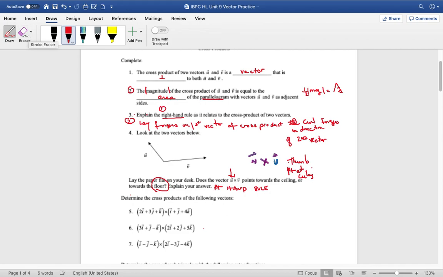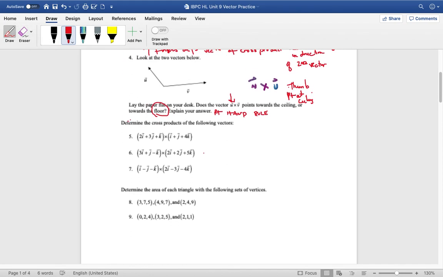All right, so the next part here, I don't feel like I need to do any of these with you. Determine the cross product of the following vectors. We practiced some of those nice ones on the warm-up, and we did those yesterday. Check my key if you want to see if you're doing the work correctly.